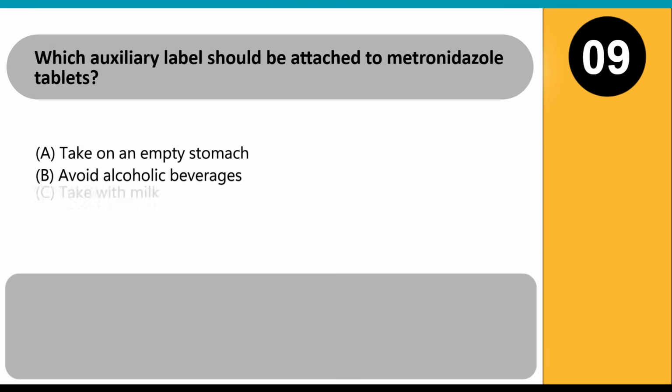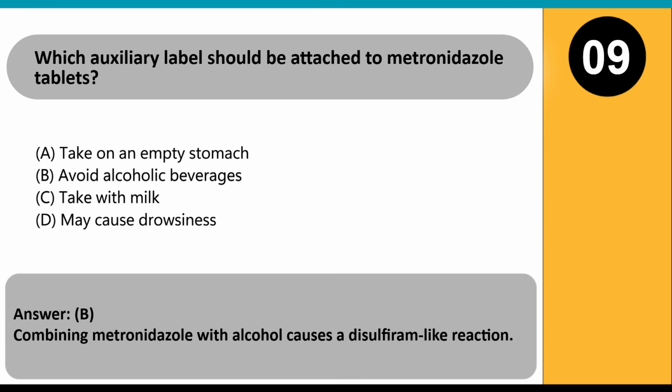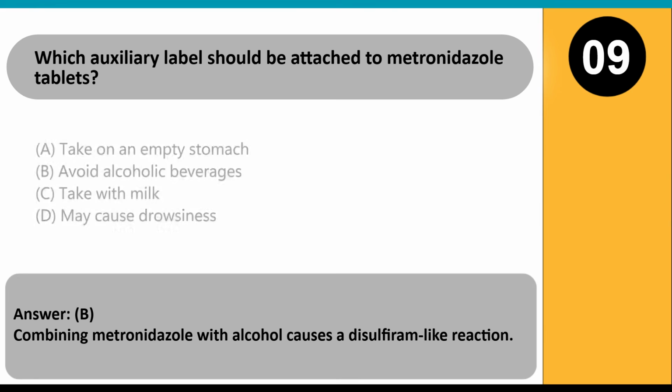Which auxiliary label should be attached to metronidazole tablets? A. Take on an empty stomach. B. Avoid alcoholic beverages. C. Take with milk. D. May cause drowsiness. Answer, B. Combining metronidazole with alcohol causes a disulfiram-like reaction.